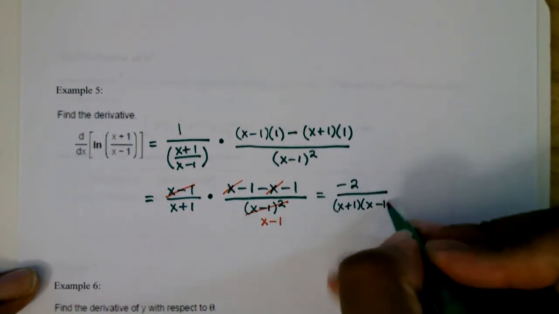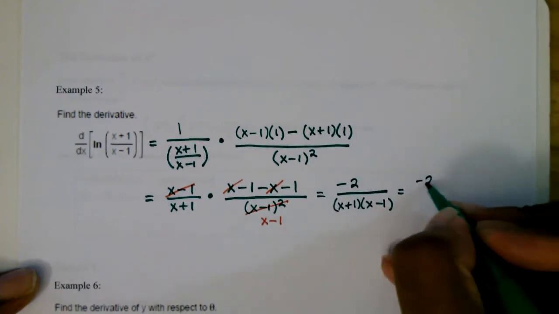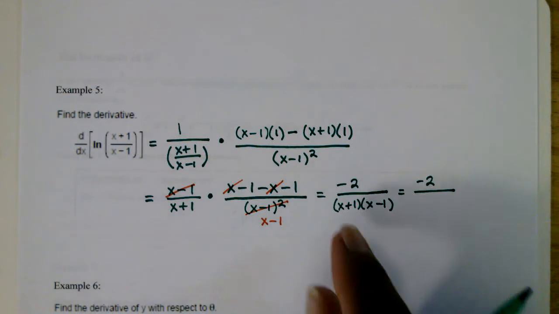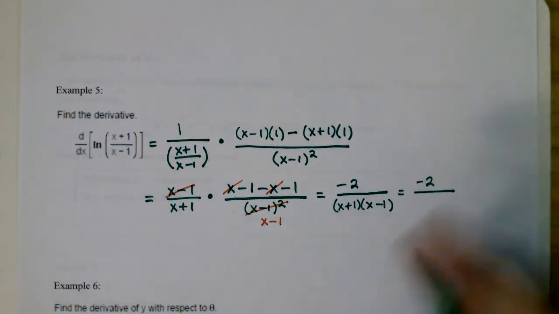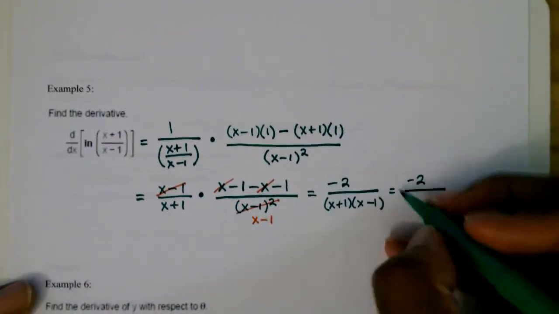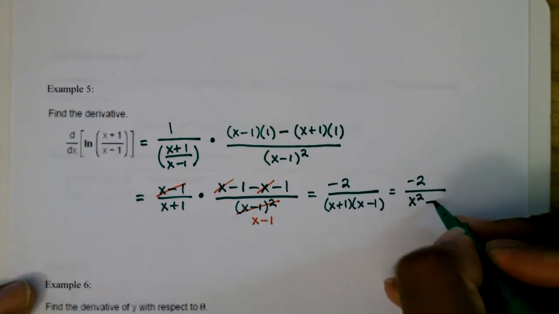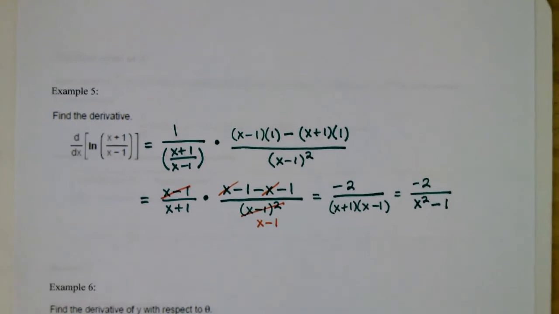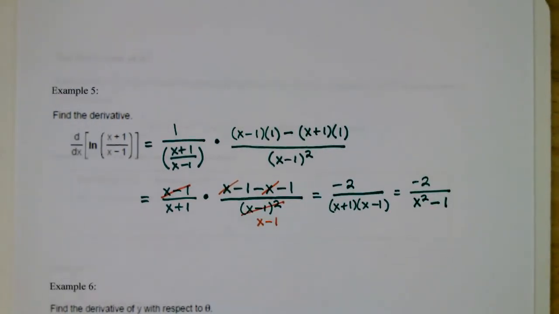times x minus 1. And I'll go ahead and multiply the x plus 1 times x minus 1. Notice I have a sum and the difference of the same two terms here. So here I can square the first term, which is your x, so the x squared, minus the square of the second term. That's 1. So my derivative will be -2 divided by x squared minus 1.